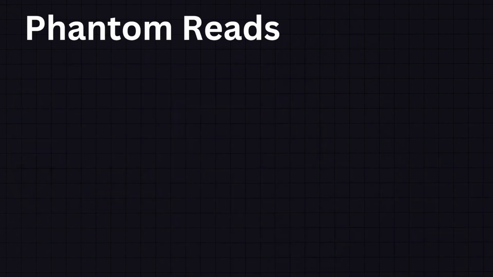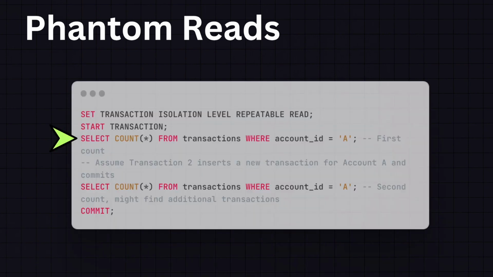And the last one is phantom read, which occurs when in the course of a transaction, new rows are added by another transaction to the records that are being read. For example, if the first transaction starts a query to count the number of transactions of account A, and then the second one inserts a new transaction record for account A and commits, and then the first transaction counts the same number of transactions for account A and finds more transactions than before.